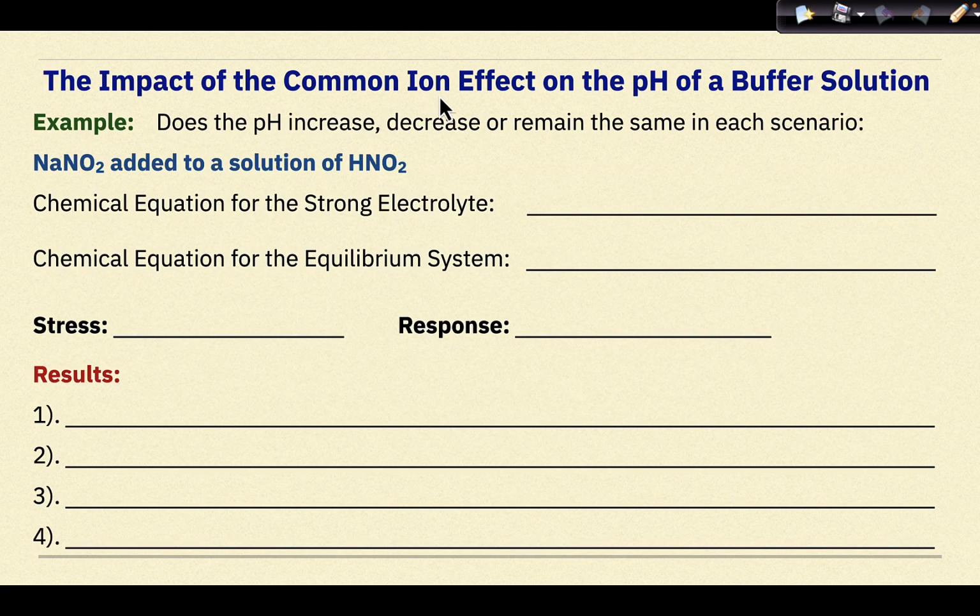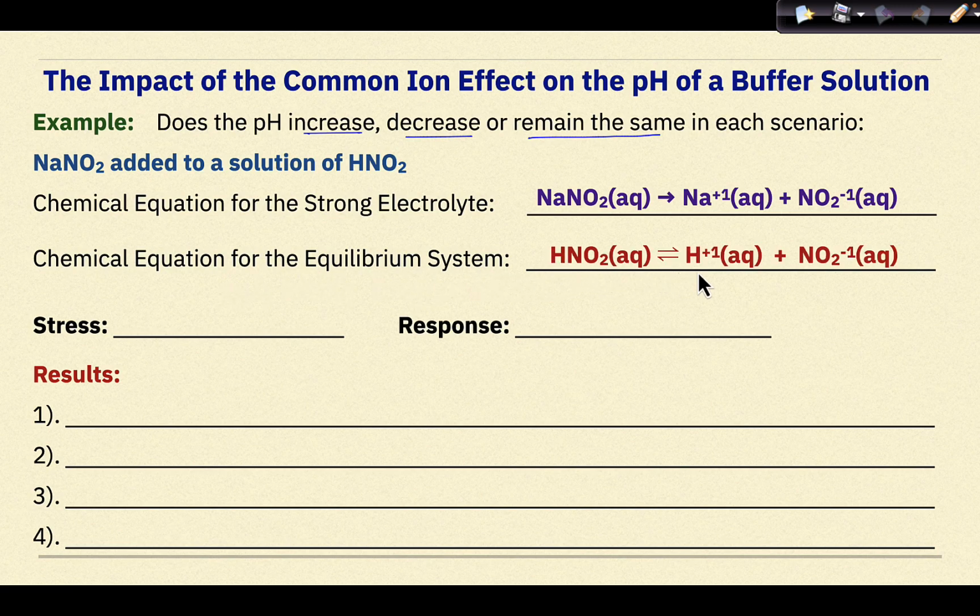The impact of the common ion effect on the pH of a buffer solution. Example: does the pH increase, decrease, or remain the same in each scenario? NaNO2 is added to a solution of HNO2. Let's start with the chemical equation for the strong electrolyte. So that would be NaNO2 dissociates into Na+1 ions and NO2-1 ions. Then we'll write the chemical equation for the equilibrium system. That's HNO2 ionizing into H+1 and NO2-1.